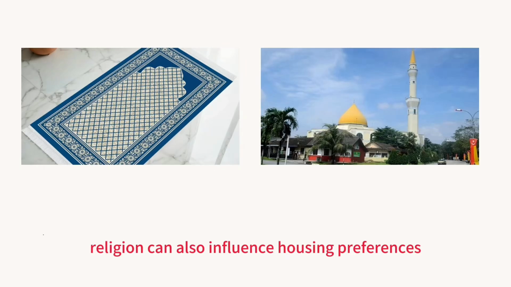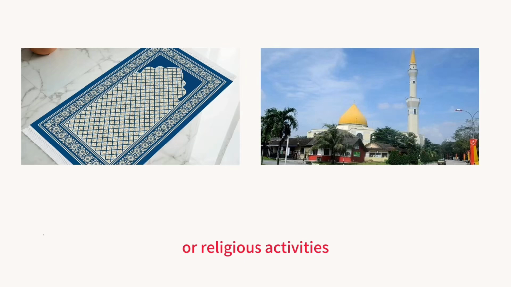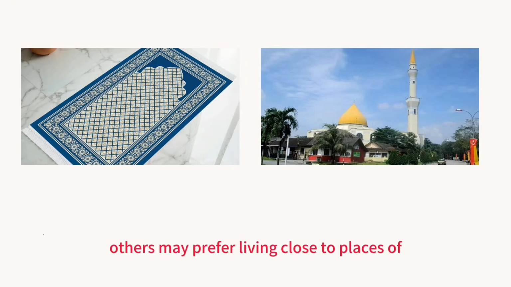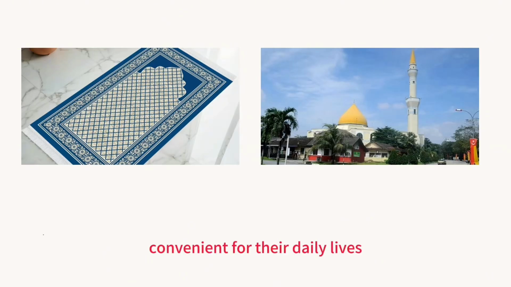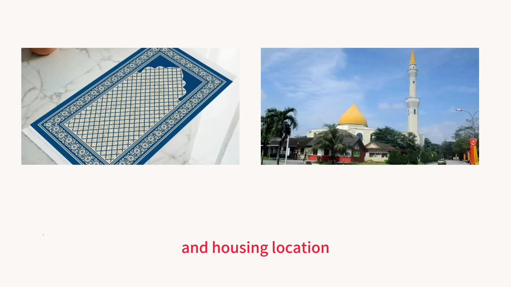Religion can also influence housing preferences. Some families may want a quiet area for prayer or religious activities. Others may prefer living close to places of worship because it is more convenient for their daily lives. These preferences can affect both housing design and housing location.